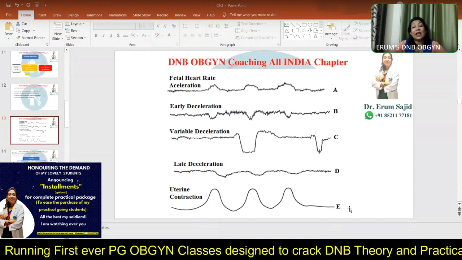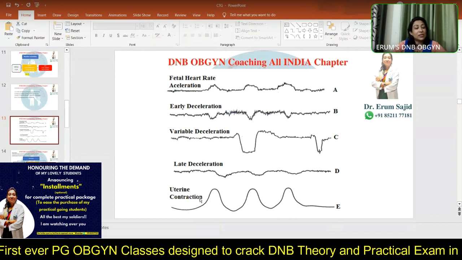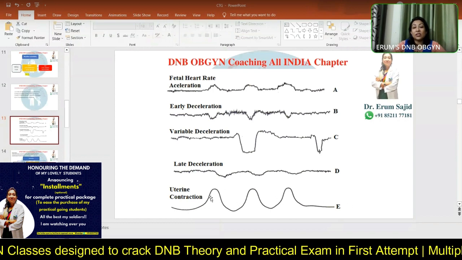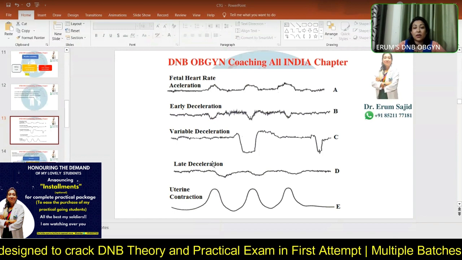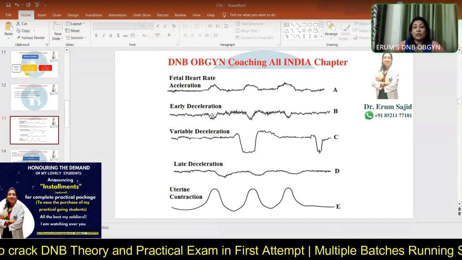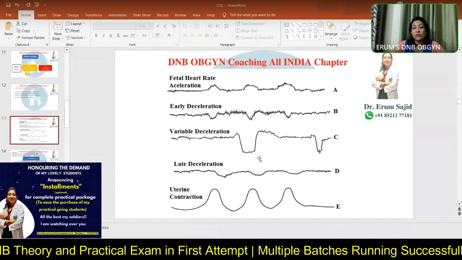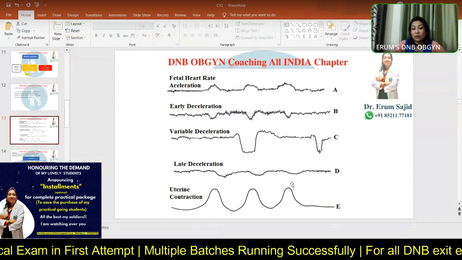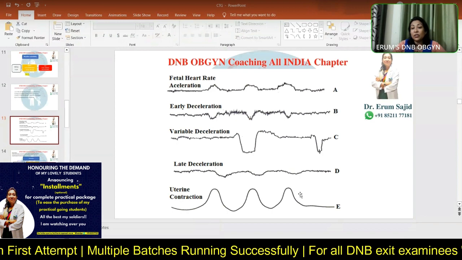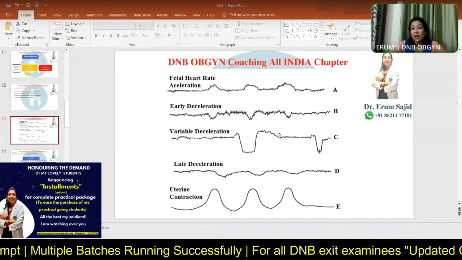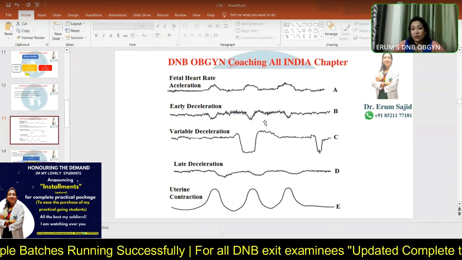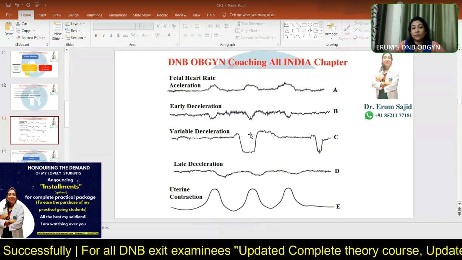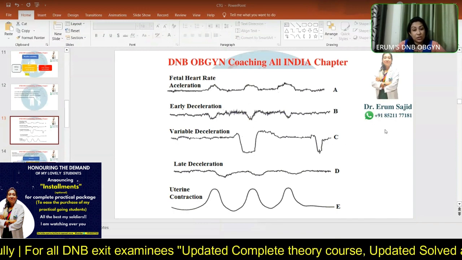The last line, the E line, is the contractions. Guys, can you see my cursor? So here you have the contractions, and right above it, a mirror image of the contraction, the early deceleration, and they come with every contraction, mostly. Can you see this? A mirror image. It's not coming after the contraction is over. It's coming right at the peak time of the contraction, directly below it. So these are early decelerations.